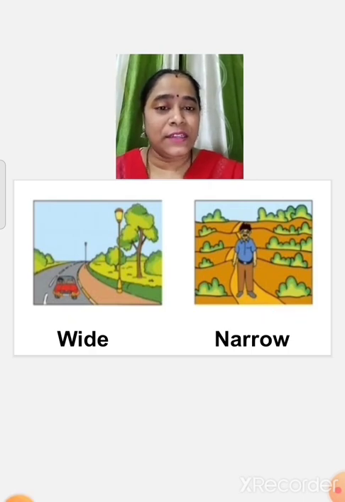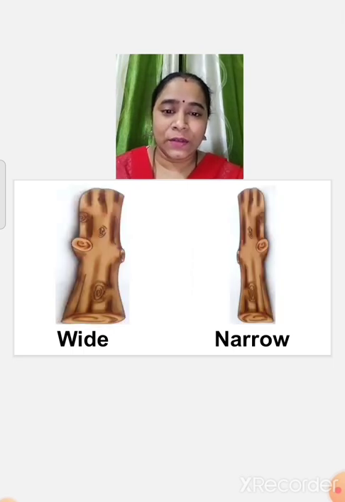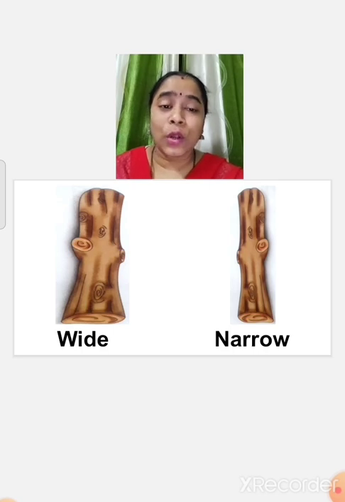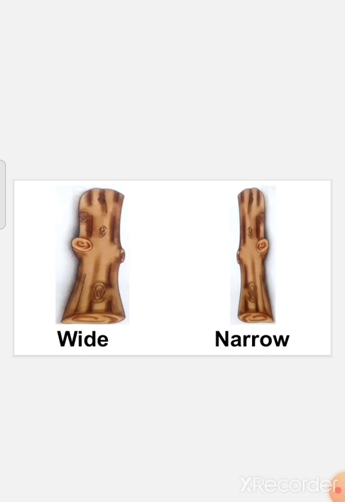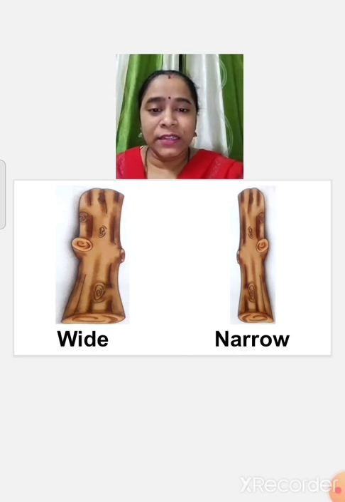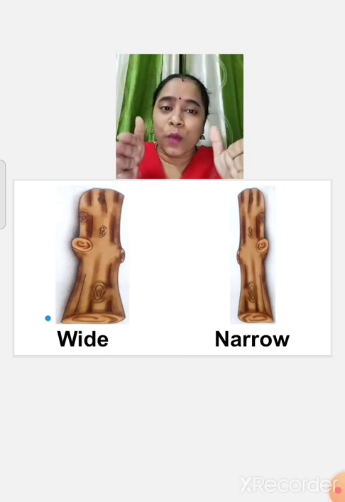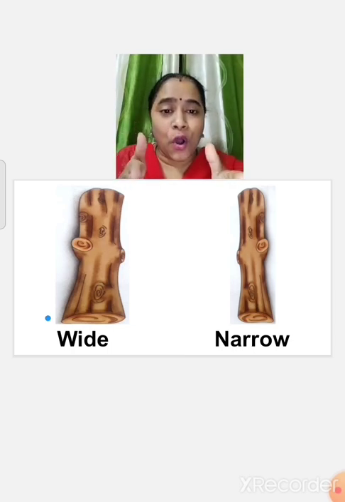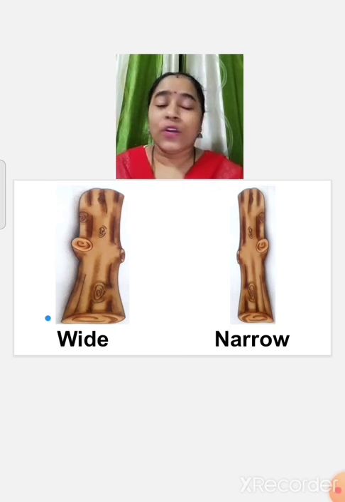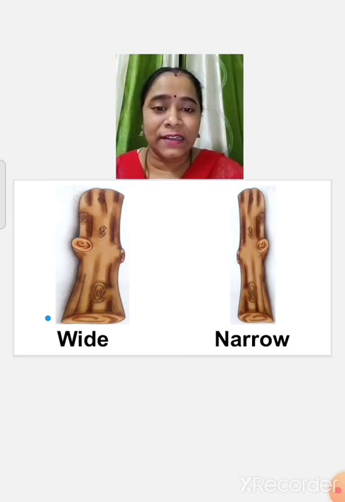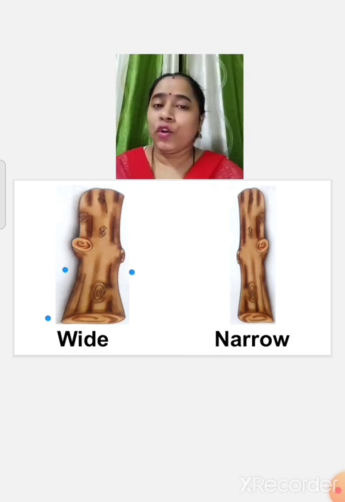Now children, we will see some examples. What you all can see here? Log. Now children, this log is wide. It is broad. The sides are not closer to each other. Children, you can see the sides here. So this log is wide.